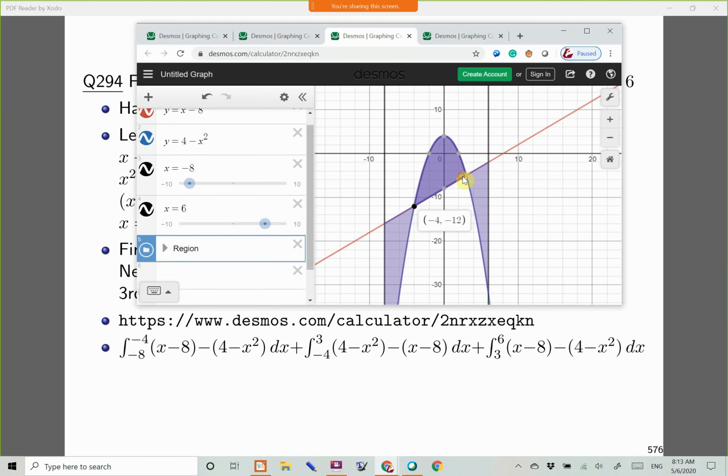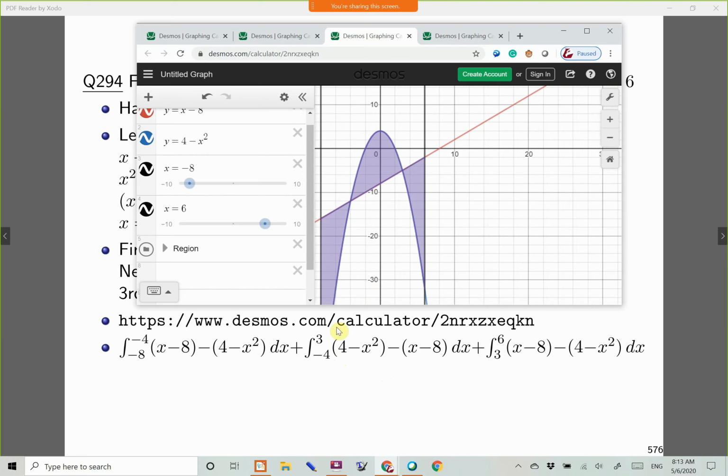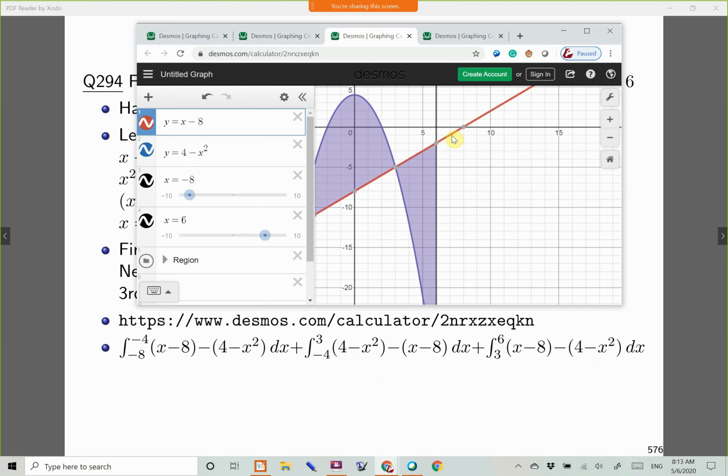So x equals -4 to x equals 3. The parabola is the one that's above, right? So that's why there's a 4 minus x squared before the minus sign. Notice in the third and final integral, the 4 minus x squared is after the minus sign because the line is the thing that's above. This red line, y equals x minus 8, is the thing that's above, starting at x equals 3 and ending at x equals 6.